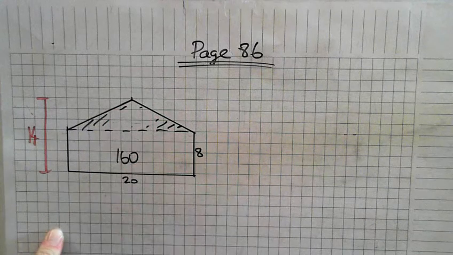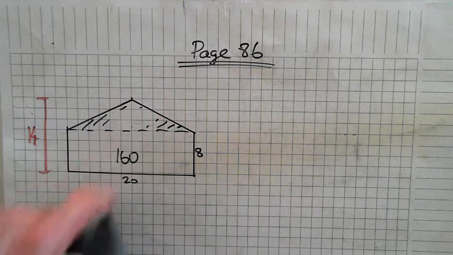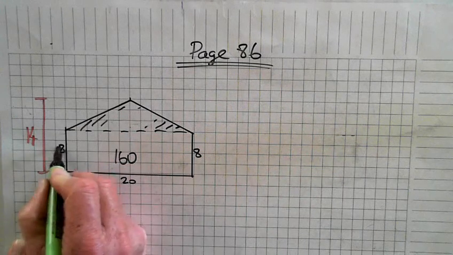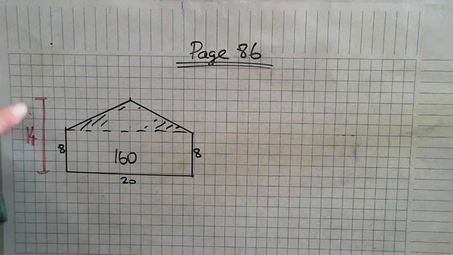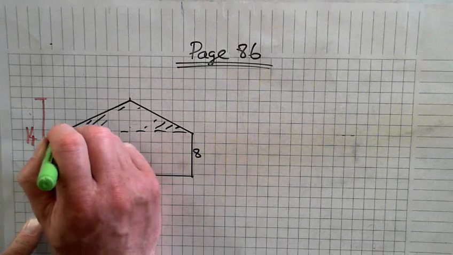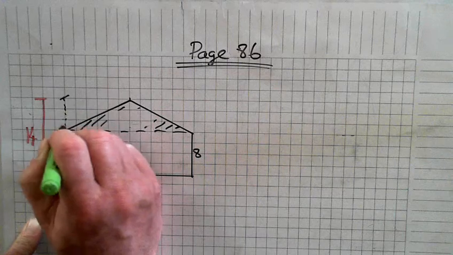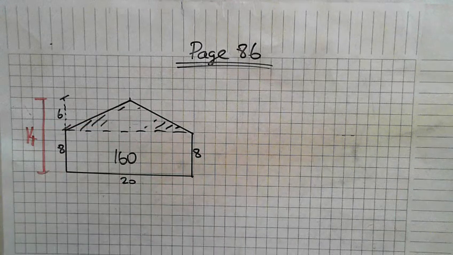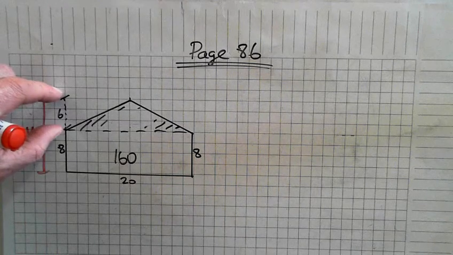Base by height. But what is the height? This height is the same as this height. This height is 14, but this height is 8. So what is this height here? 8 and 6 is 14. The height of the triangle is 6.